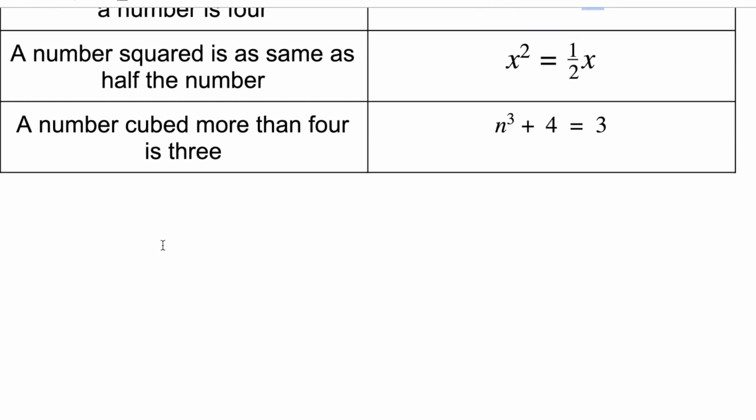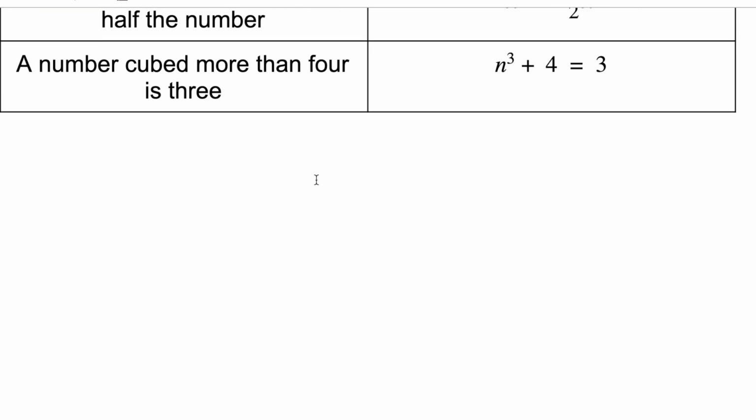A number squared is as same as half the number. A number squared, remember when I say square, that means power 2. As same as equal. Half the number itself. It's okay if I don't write itself because I said the, so I'm talking about the same number. So half x.